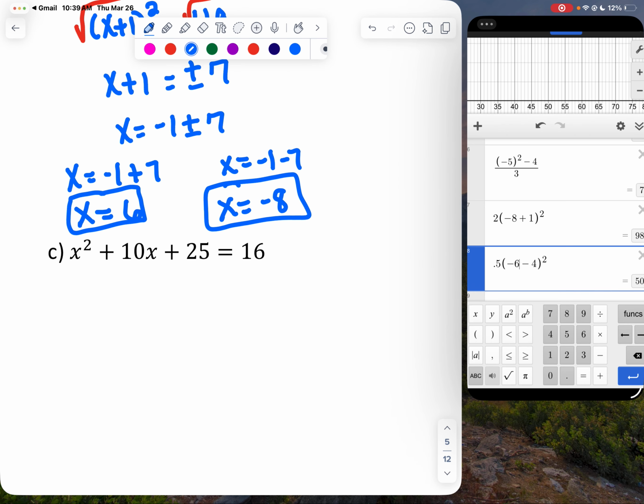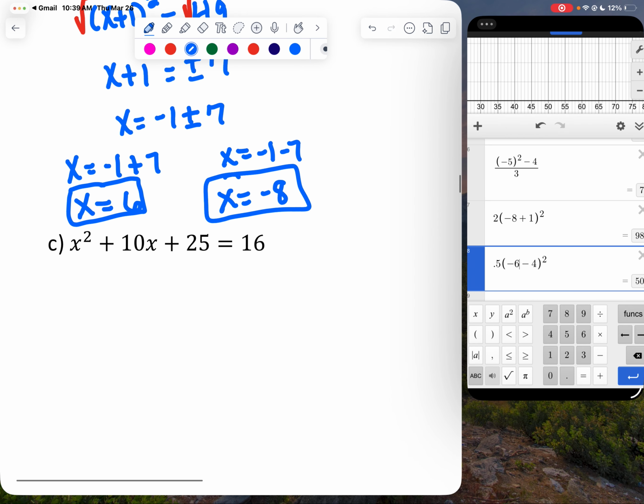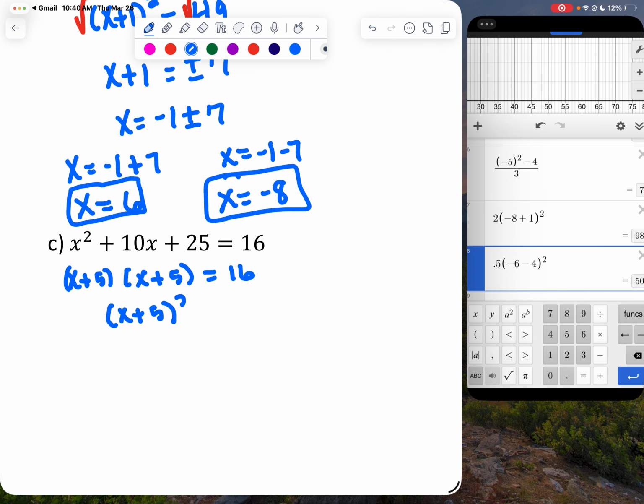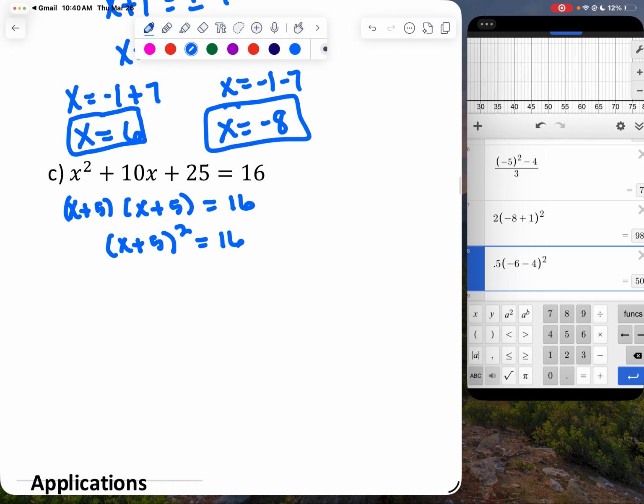Now, problem C, we have x squared plus 10x plus 25 is equal to 16. Now, in this problem, we do not have a parenthesis squared. However, we can factor x squared plus 10x plus 25 to x plus 5 times x plus 5. I can just rewrite it in its factored form, which x plus 5 times x plus 5 can also be rewritten as x plus 5 squared equals 16. So if we rewrite it like that, now we can solve by the square root property.